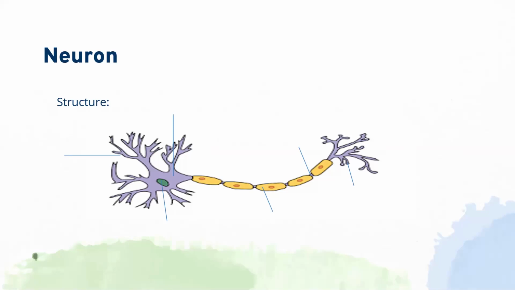So a neuron consists of a cell body, known as the soma, which has a nucleus, mitochondria, and other organelles. It has dendrites, which are processes that carry the impulse toward the cell body. And the axon, which is connected to the cell body by the axon hillock, carries the impulse away from the cell body.